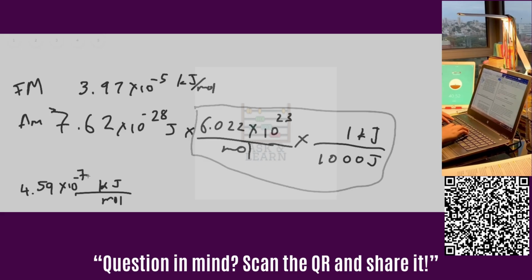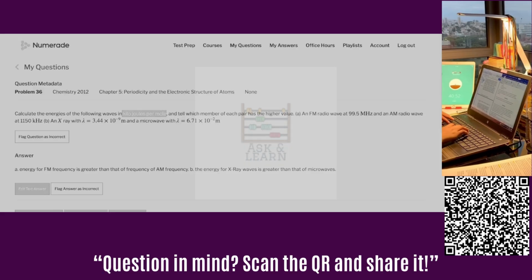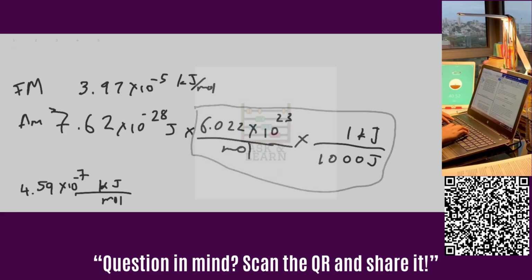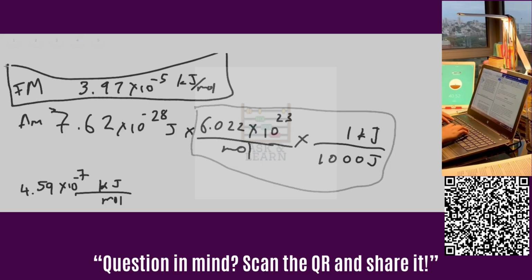Now, if you compare these two, you will notice that FM has a bigger number. If you go back and take a look at it, they said calculate the wave and then tell which pair has a higher value. So this one will be FM. Okay, FM has the higher value. So that's the answer to part A. Now let's try to do part B.